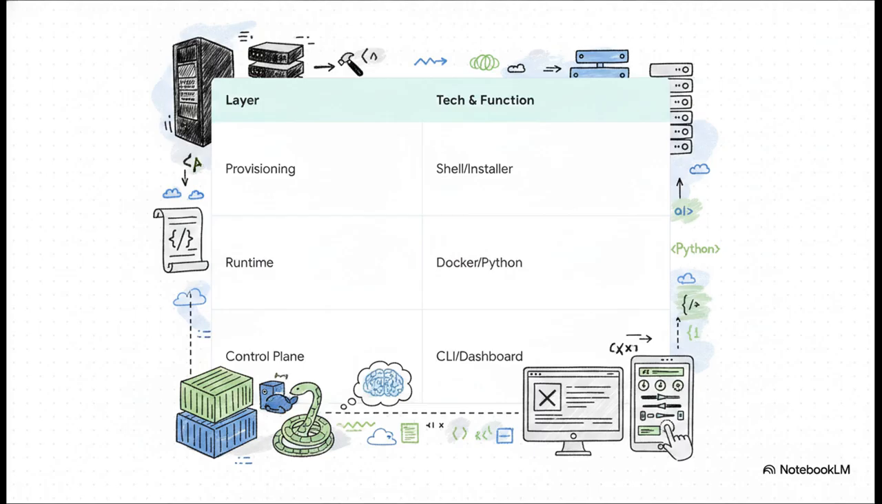Look at how it elegantly maps out these three core layers. Notice how it completely separates hardware provisioning, which is driven by shell scripts and installers, away from the containerized AI execution in the runtime layer, which is heavily Docker and Python-based. And then, sitting on top, you have the control plane, managed via a CLI and a JavaScript dashboard. Honestly, this separation of concerns is a classic, robust design pattern. It's a huge hint that we are dealing with way more than just a weekend project here.